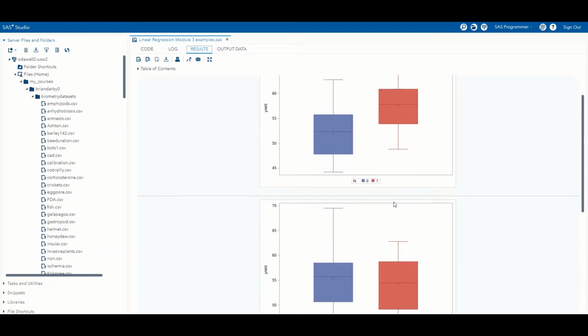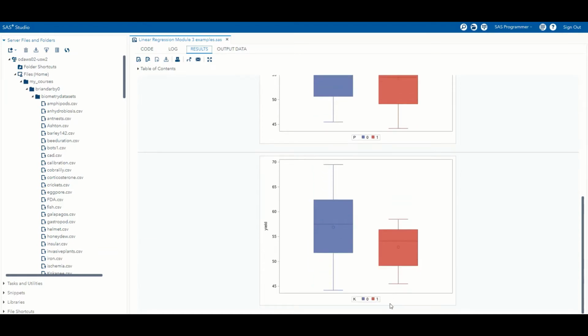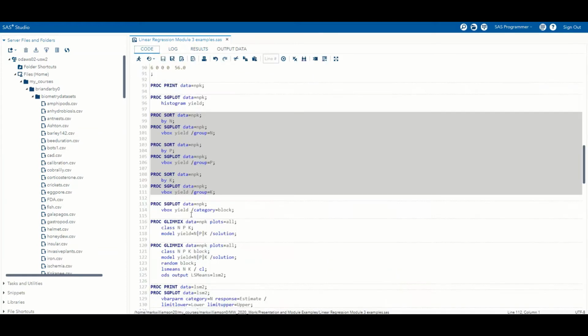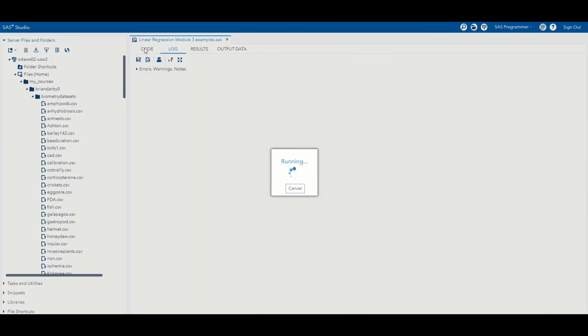Having nitrogen might improve yield. Doesn't look like phosphorus does anything. Looks like adding potassium might actually decrease yield. So that's good exploration to figure out what we're expecting. And then let's just take a look at block.